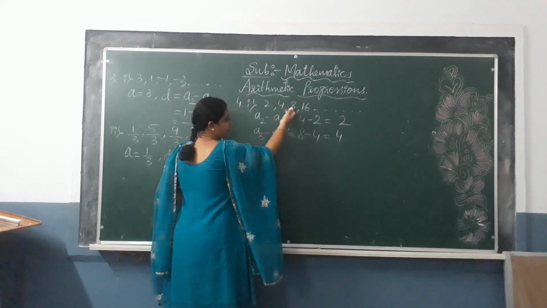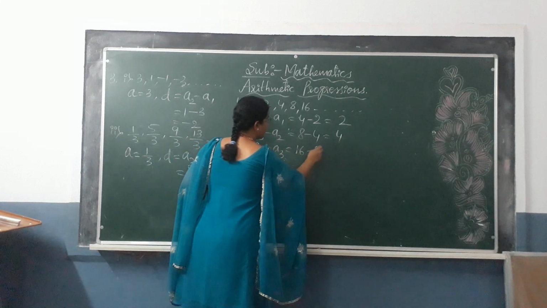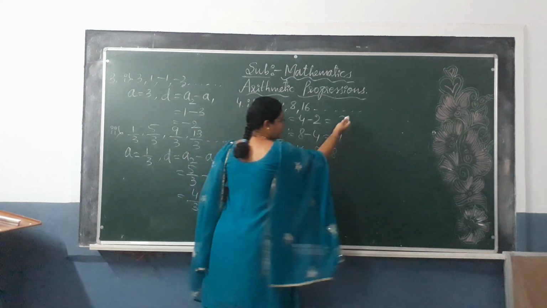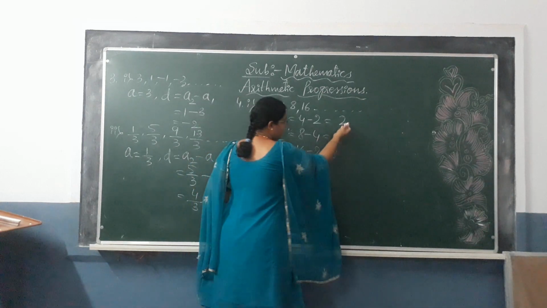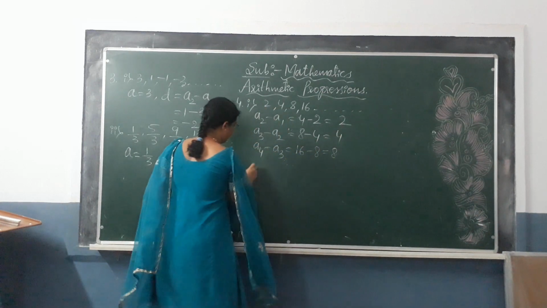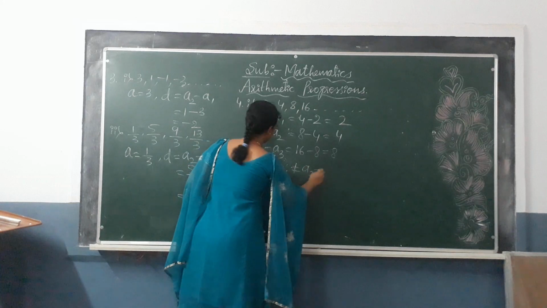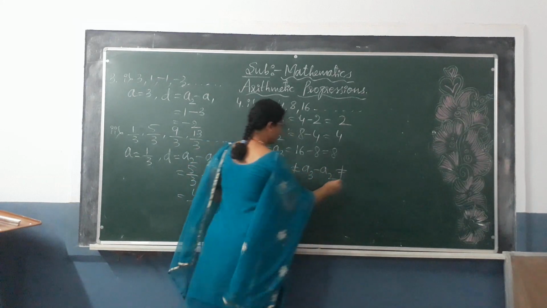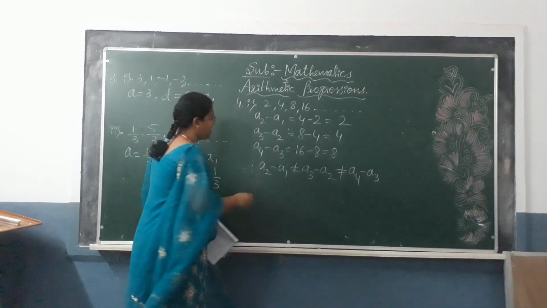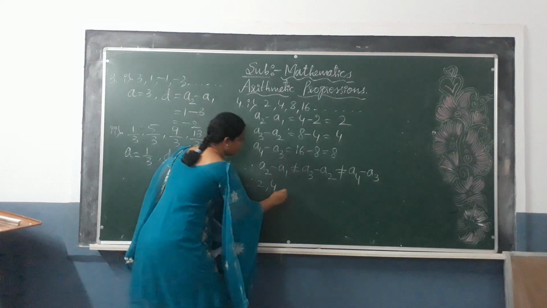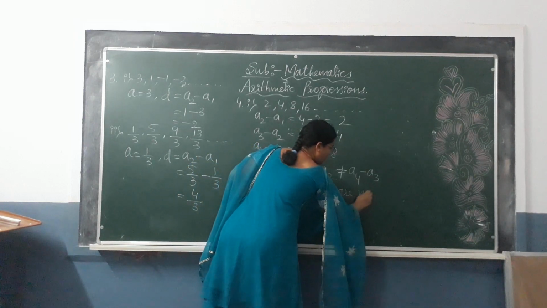Next, the difference between the fourth term and third term, A4 minus A3. That is 16 minus 8 equal to 8. Observe, children, the common difference is different. We won't get an equal common difference. Therefore, A2 minus A1 is not equal to A3 minus A2, which is not equal to A4 minus A3. Therefore, 2, 4, 8, 16 and so on are not in AP.